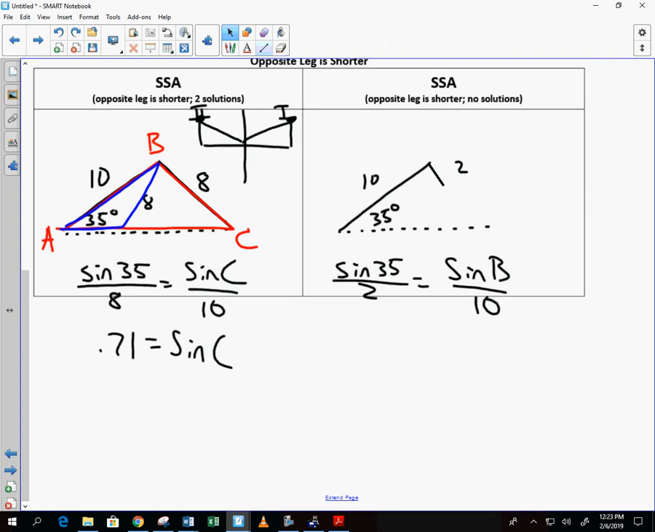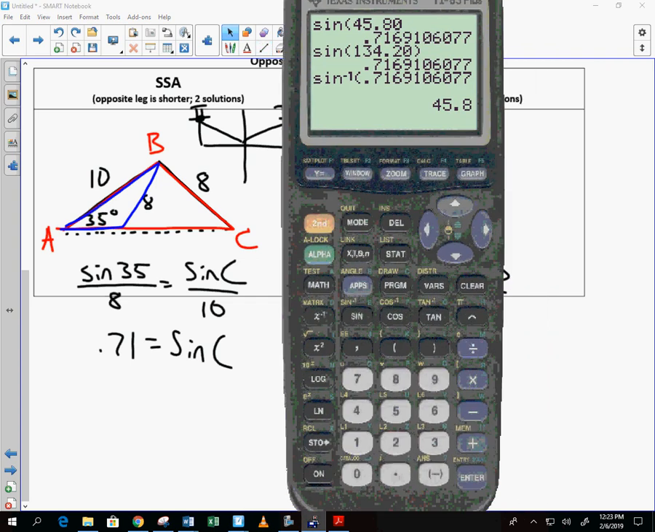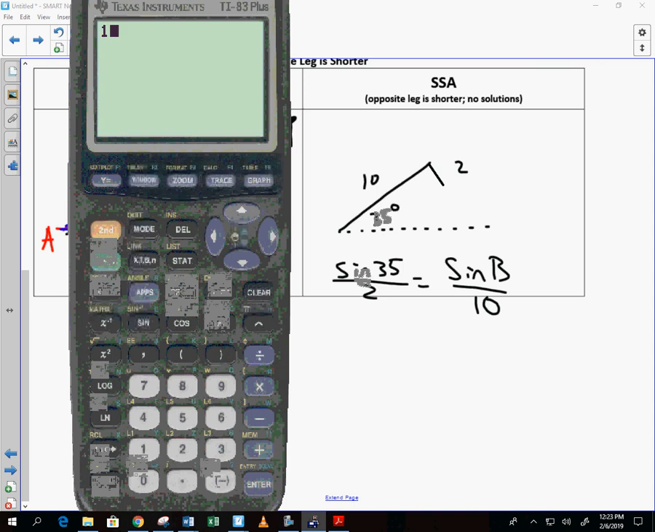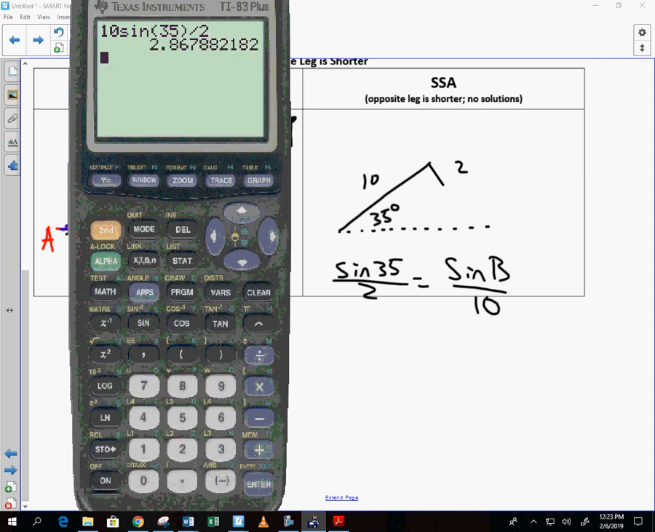Watch what happens here. You cross multiply, and you move the 10 over here. You've got 10 sine of 35 divided by 2, and you come up with 2.86. How do I solve for b? What do I do to both sides? Sine inverse. Sine inverse the answer, and you get, oh, what happened? I got an error. Why?